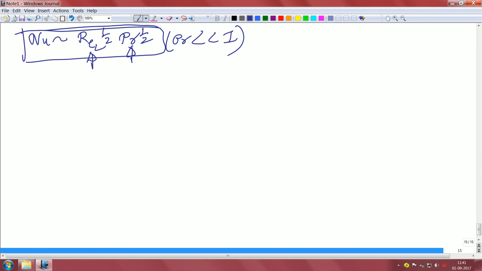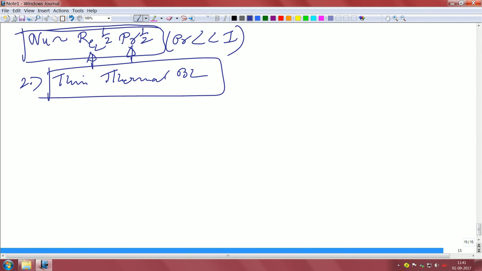So, we have looked into the case of a thick thermal boundary layer. Next class, we are going to look at the case of a thin thermal boundary layer. That will be the topic for next class.